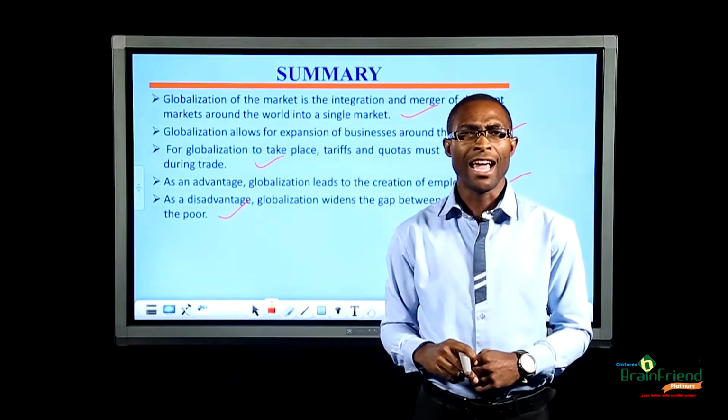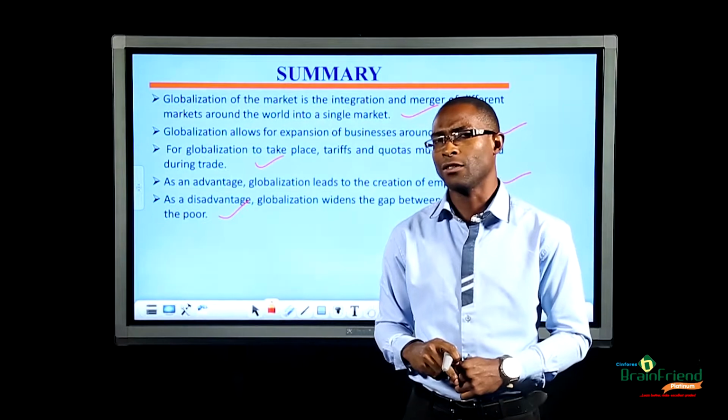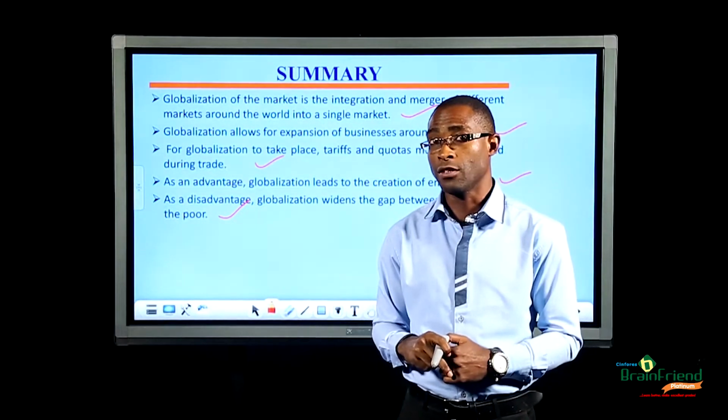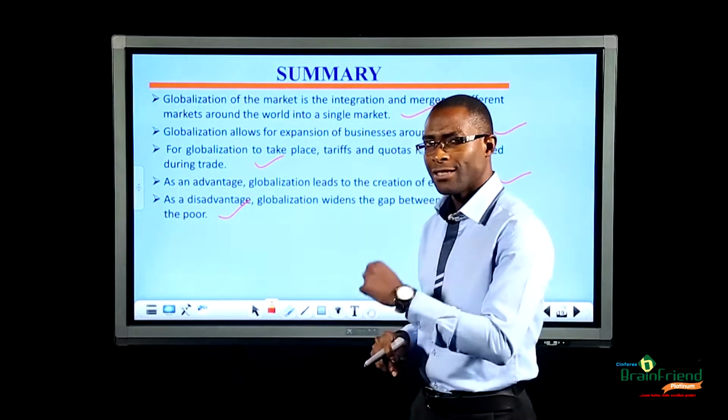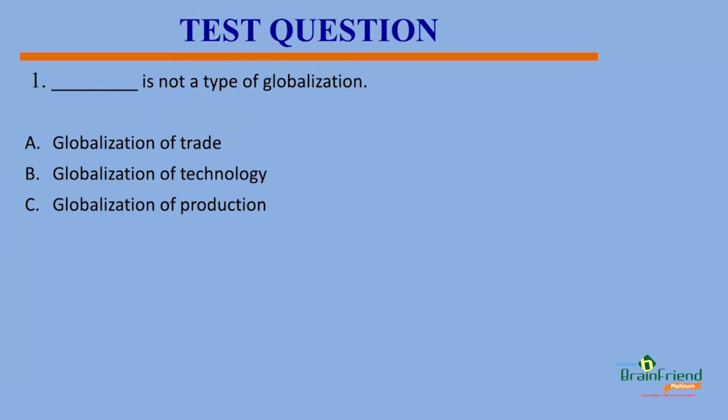At this point, I will want to test and know if you have actually learned something in our class today. Are you ready for today's test questions? Let's check it out. Question number 1. Dash is not a type of globalization. Option A, globalization of trade. Option B, globalization of technology. Or option C, globalization of production.